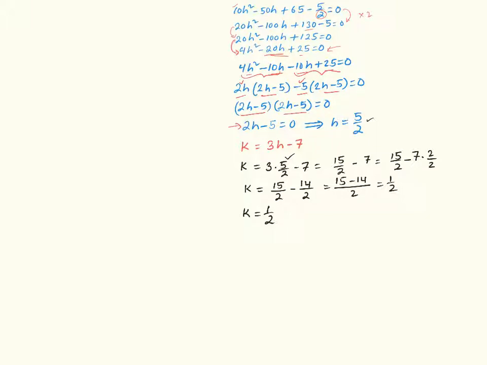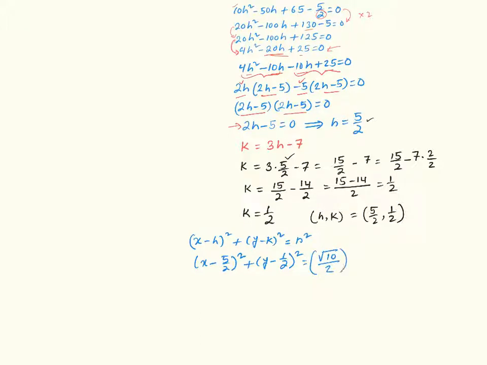So my center is going to be at h comma k, which is 5 over 2 comma 1/2. Now that I found the center of the circle, I can find the equation of the circle. Remember, (x minus h) squared plus (y minus k) squared is equal to r squared. So (x minus 5 over 2) squared, plus (y minus 1/2) squared is equal to (square root of 10 over 2, which is the radius r) squared. Now all I have to do is simplify this, and then I will get the equation of the circle.